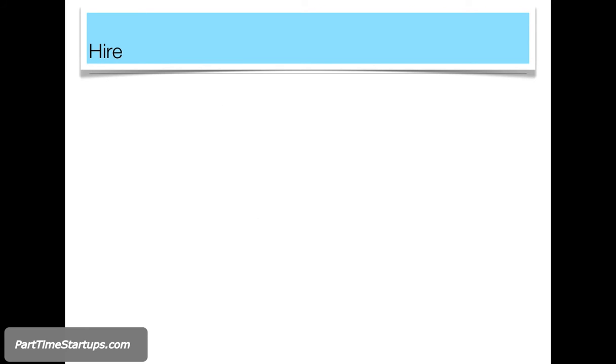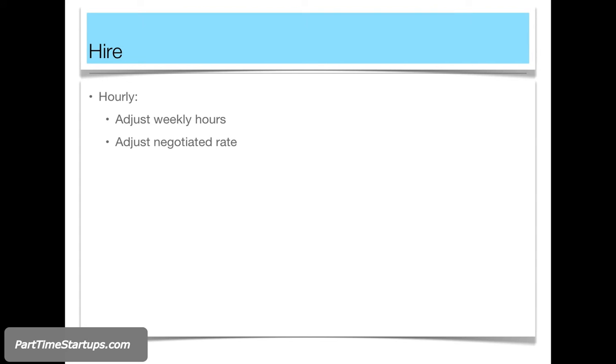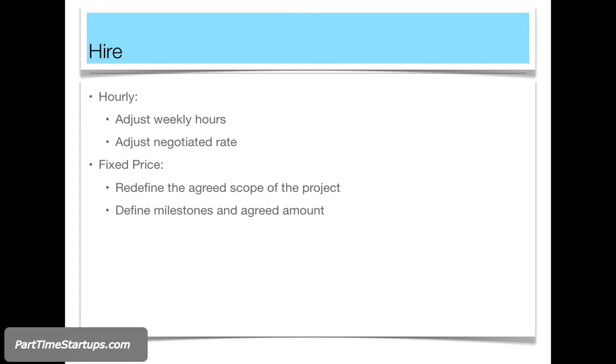But again, you shouldn't be too greedy, because even though they agree to a lesser amount, they may not provide quality work, because for less amount they're getting less than what they expected. Okay, so before you hire, adjust weekly hours and negotiated rates if it is an hourly job. If it is a fixed price job, redefine the agreed scope of the project and define the milestones and agreed amount. And then just hire and work.